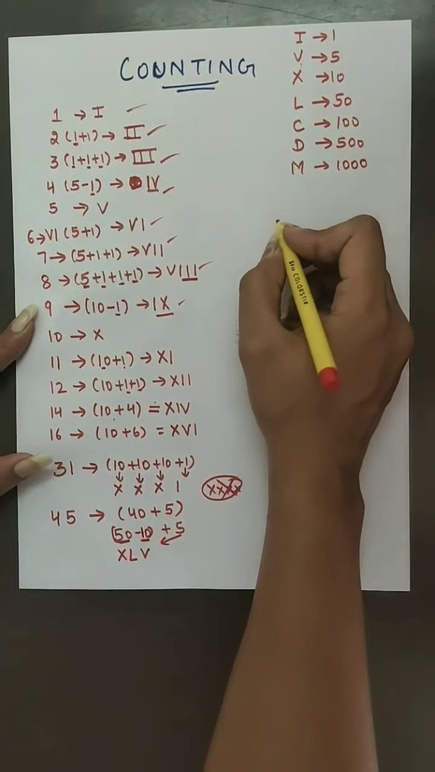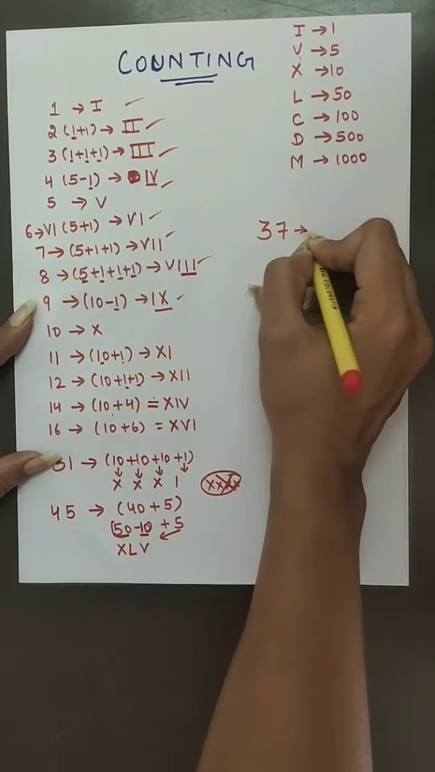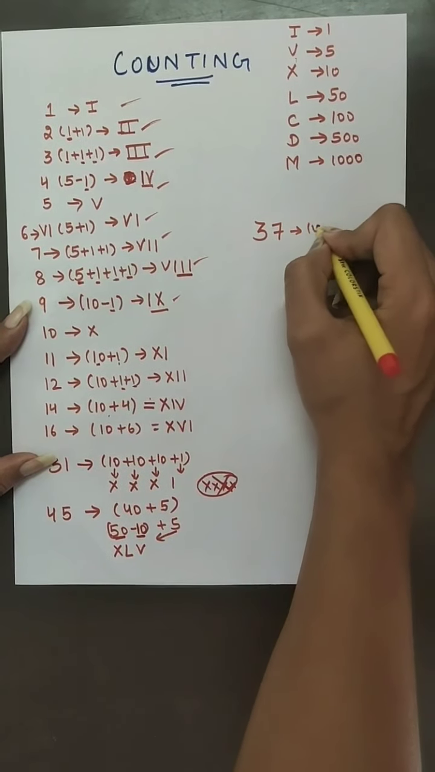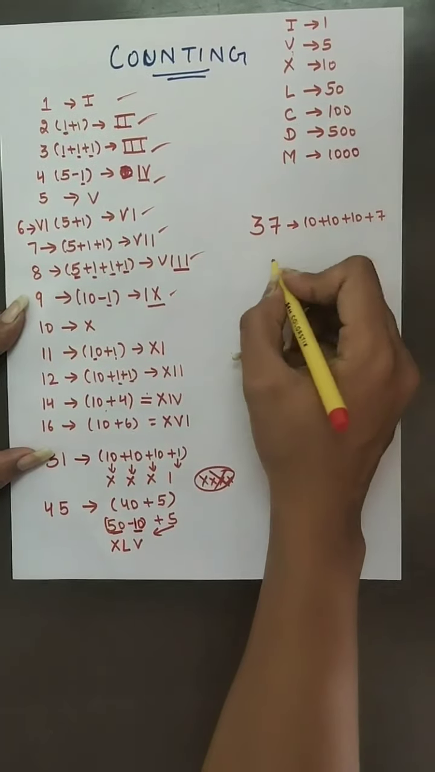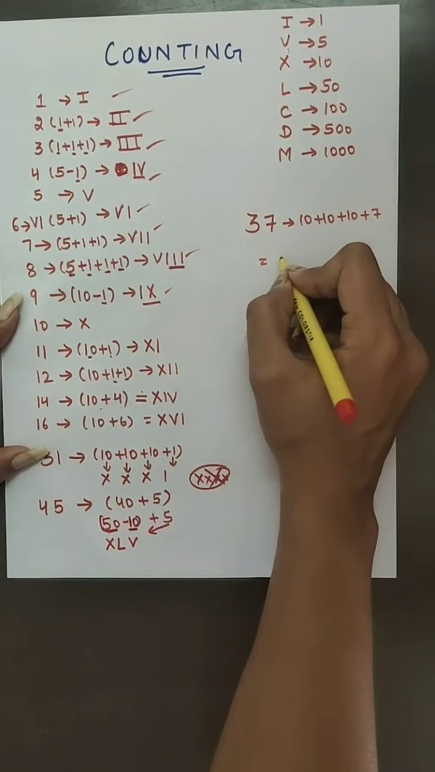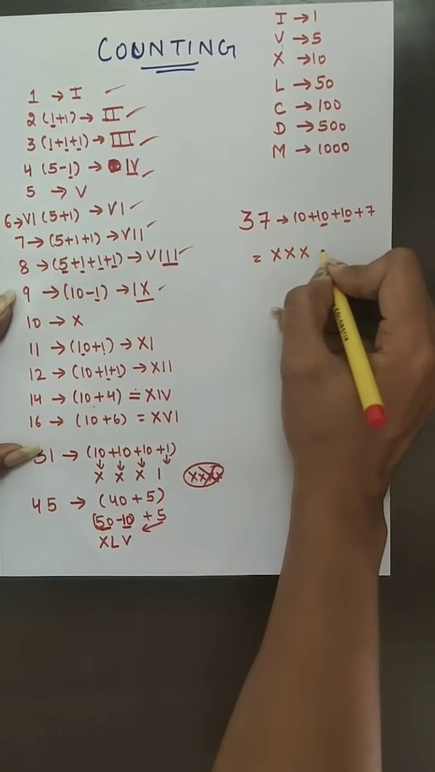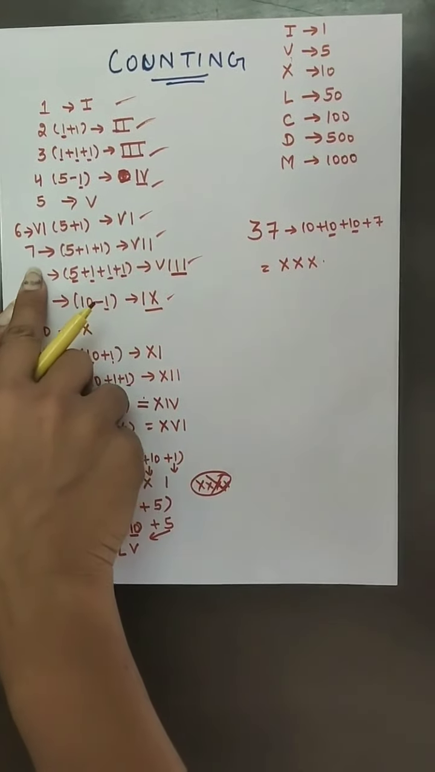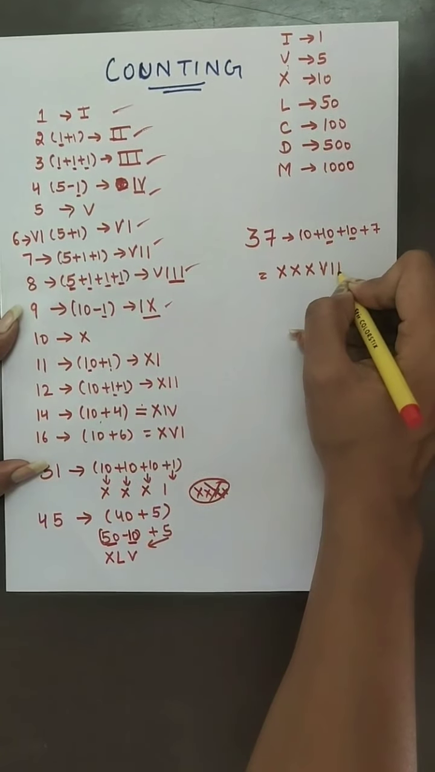Another example I can take, like 37. 37 can be written as 10 plus 10 plus 10 plus 7. That is, for 10 the value is X, another X for this 10, and for this 10 also X. Now for 7, if you have learned the counting, you can easily write VII.